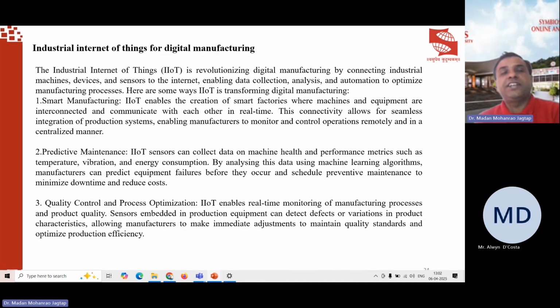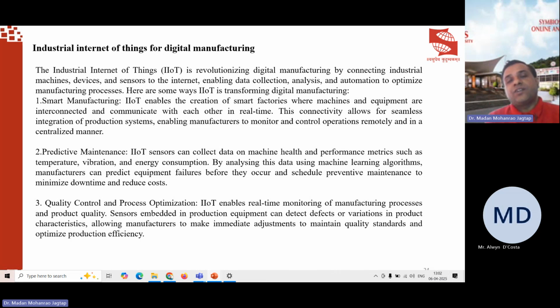Now the next thing is industrial internet of things for digital manufacturing. The industrial internet of things, IIoT, is revolutionizing digital manufacturing. Nowadays IoT is used everywhere, even in home appliances. The ACs we can control through our mobiles, remotely. When we are outside our home, we can control our AC temperature. That is also possible. So these things are possible with the help of industrial internet of things.